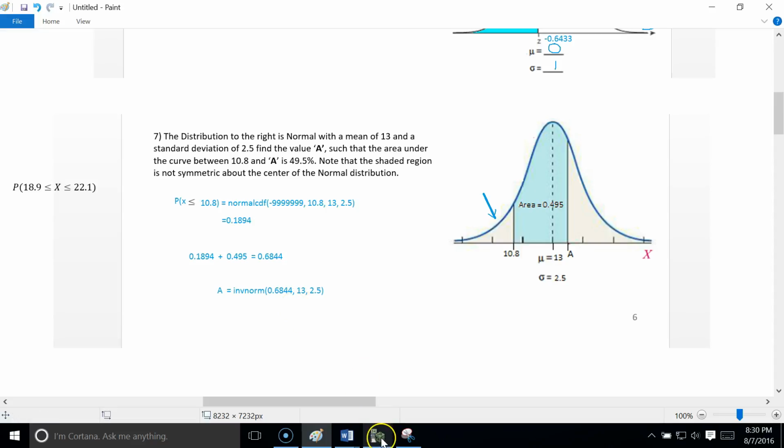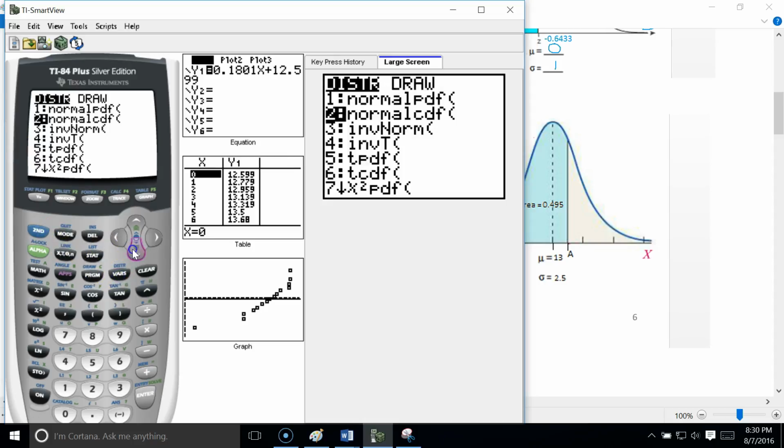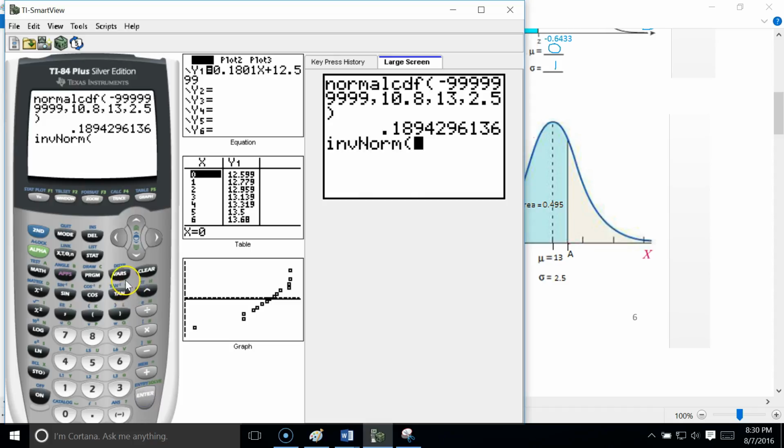Okay, so now let's use our calculator. Distributions, invnorm, 0.6844, comma 13, comma 2.5, close parentheses. So about a 14.2.